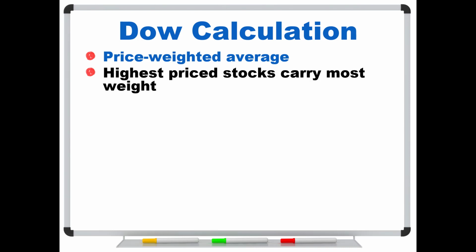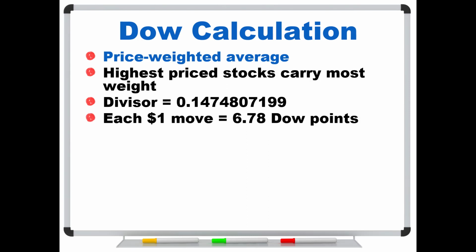Now, through the years, there have obviously been many different splits, and there have been a lot of swaps. We've taken some stocks out, put some stocks in, and all of those have had influences on this divisor that I just talked about. So right now, if you want to know the actual divisor, it's this big long string of numbers right here, but let's just call it about 0.147. So if we take $1 divided by this number, it shows that each dollar move in the index accounts for about 6.78 or almost 7 Dow points. So let's jump over to an Excel spreadsheet and take a look at how it works.